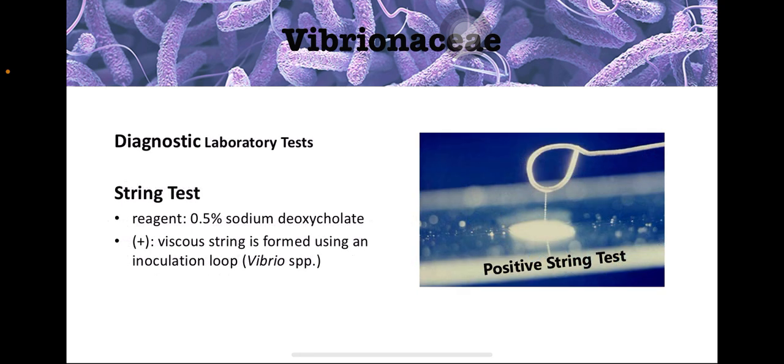In order to differentiate Vibrio from other curved bacilli, we use the string test. We mix the organism with 0.5% sodium deoxycholate, which is a bile salt. If a viscous mucoid string forms when pulled with an inoculating loop, that's a positive result, which is characteristic of Vibrio species. This reaction happens because the bile salt lyses the bacterial cell wall, releasing DNA. This DNA gives the stringy effect.